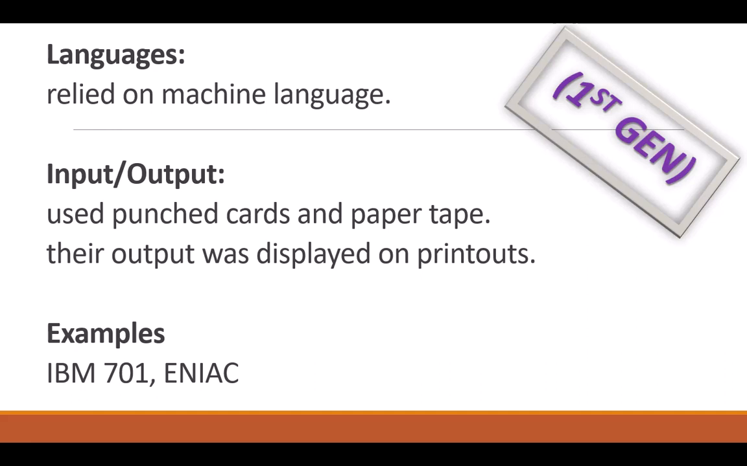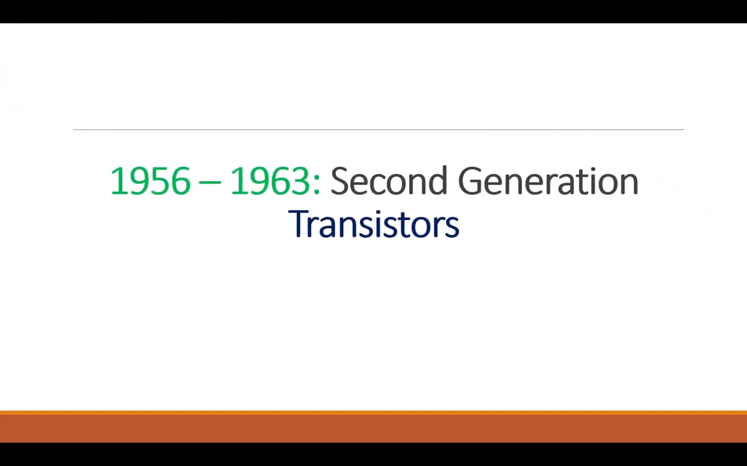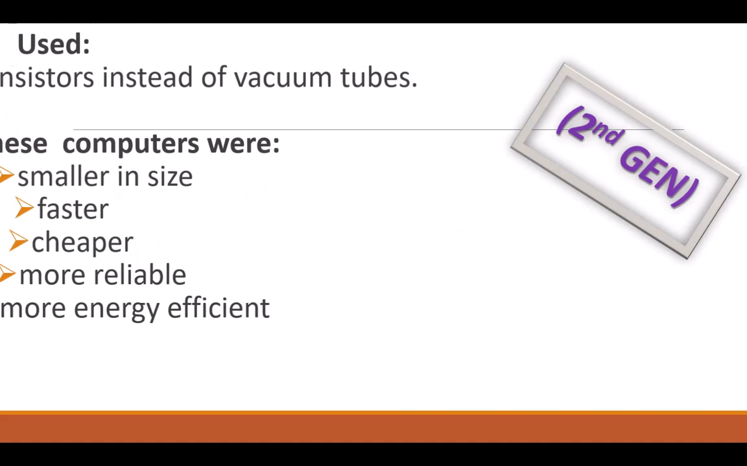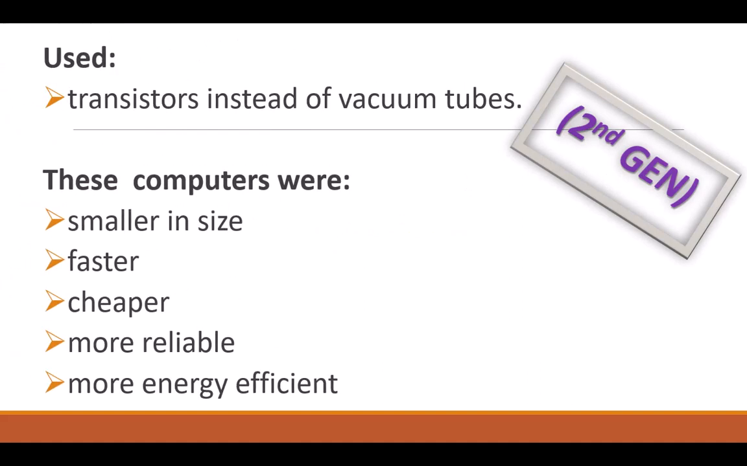2. 1956 to 1963, second generation, transistors. The second generation of computers used transistors instead of vacuum tubes. A transistor is an electronic component that can be used as an amplifier or as a switch. Because of the transistor, second generation computers were smaller in size, faster, cheaper, more reliable, and more energy efficient.